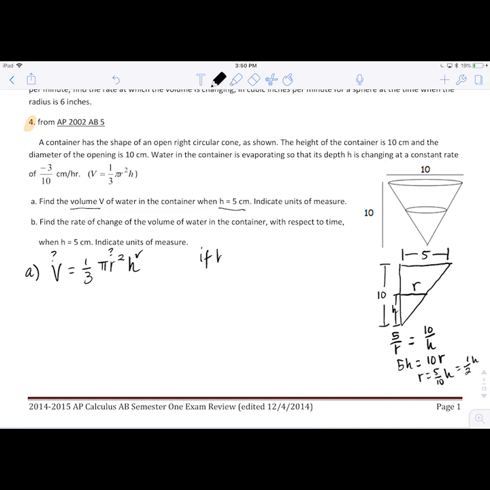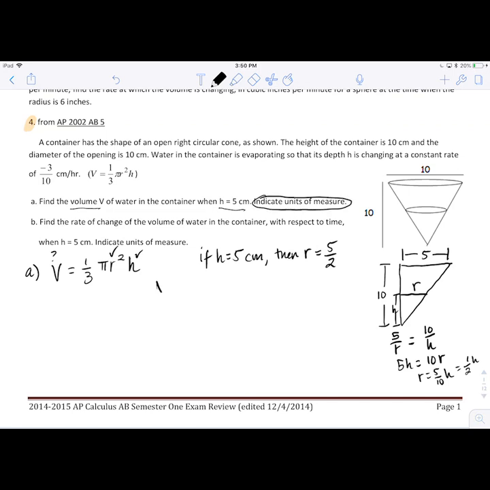Okay, so if h is equal to 5 centimeters, then r is half of that, which is 5 over 2. Okay, now I'm going to put all of these in fractions, since that is how the solutions were written, with reduced fractions and all that stuff. On the exam, if they give it to you in decimals, you can make it 2.5. Okay, so now I know the r, and I'm ready to go, because all I want is the volume of water in the container when h is equal to 5. Indicate the units of measure.